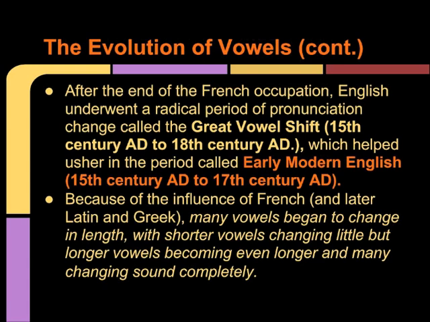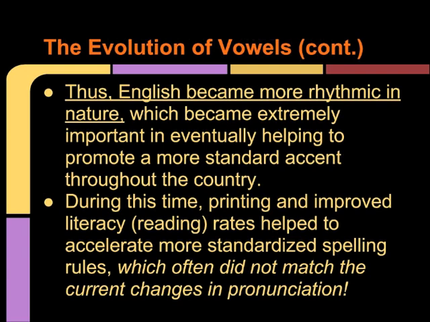Because of the influence of French and later Latin and Greek, many vowels began to change in length, with shorter vowels changing little, but longer vowels becoming even longer, and many changing sound completely. Thus, English became more rhythmic in nature, which became extremely important in eventually helping to promote a more standard accent throughout the country. During this time, printing and improved literacy, or reading, rates helped to accelerate more standardized spelling rules, which often did not match the current changes in pronunciation.